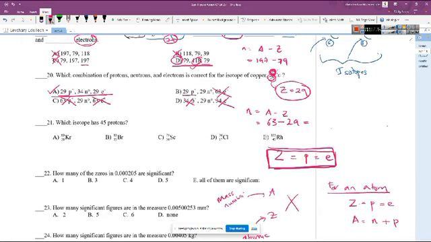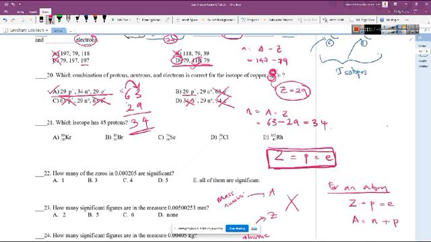Can you use a calculator in the exam? Yes, you can use the calculator to find out.